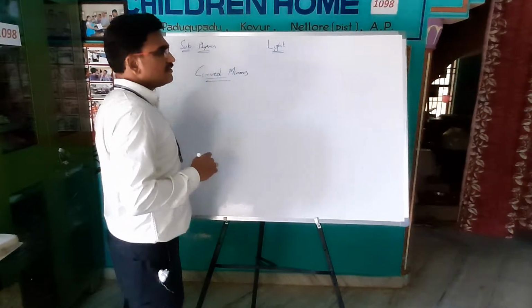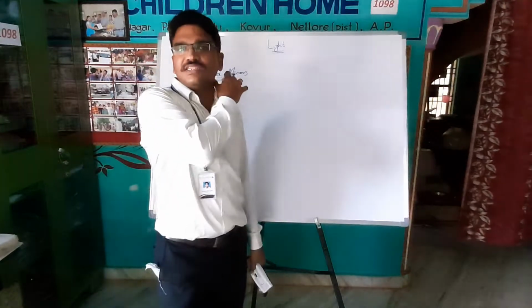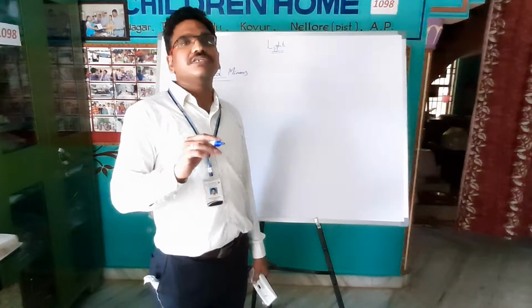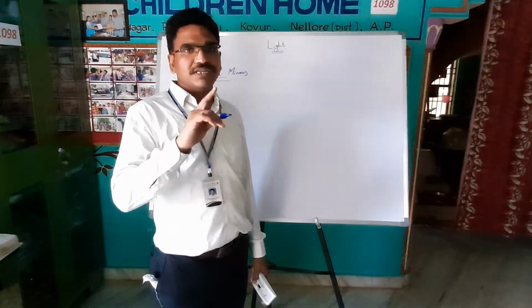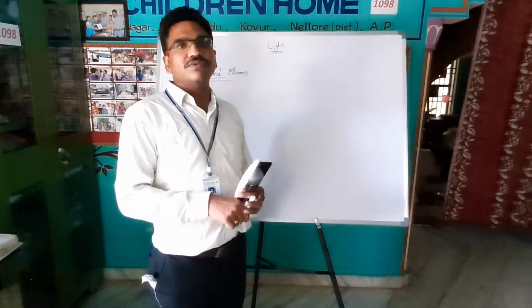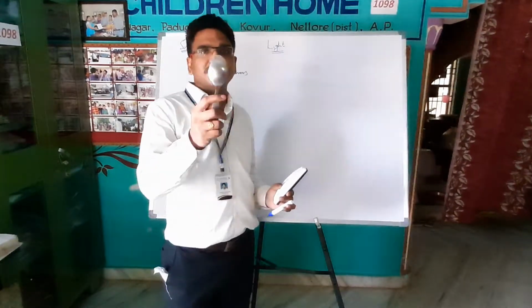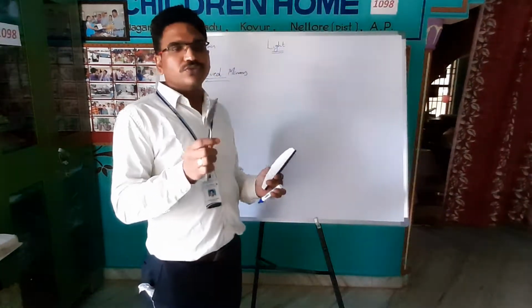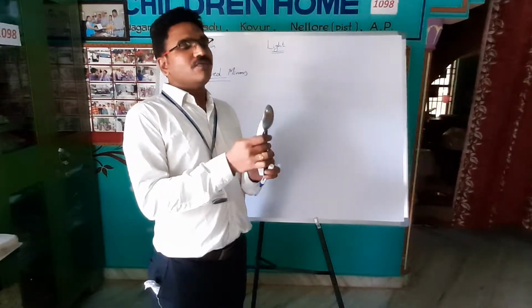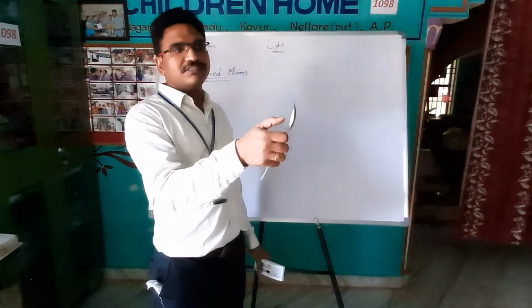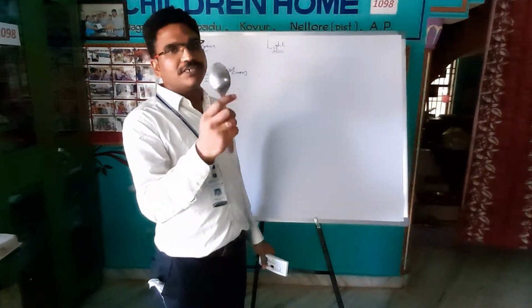So curved mirrors, from the name itself we can say that if the mirror's reflecting surface is curved, then we call it curved mirrors. When the mirror's reflecting surface is curved, then we call them curved surfaces. One example I want to take, of course daily you might be using the spoon. When you want to see your image in the spoon, you see on this surface and on this surface you will get different types of images.